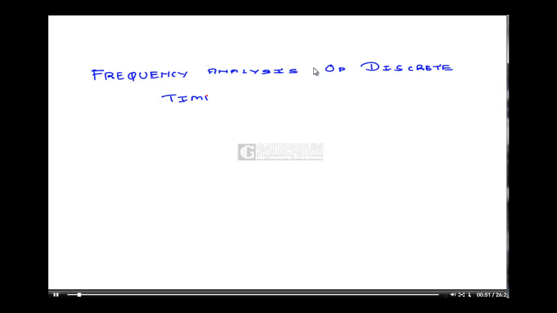A frequency analysis for continuous time signals, for which we have CTFS and CTFT, continuous time Fourier series and continuous time Fourier transform. Now we'll have frequency analysis of discrete time signals. What is the basic difference between the frequency analysis for continuous time and frequency analysis for discrete time signals?